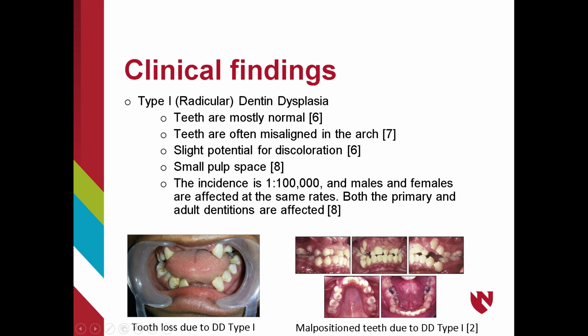Some cases have reported color change, with teeth appearing slightly bluish-brown and translucent. Although this is rare, the small pulp spaces may affect endodontic and restorative treatments. The disease management is lifelong because this disease affects both primary and adult dentitions.